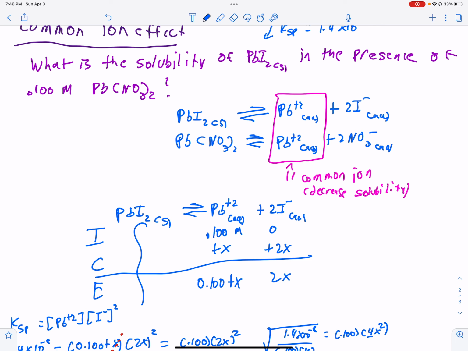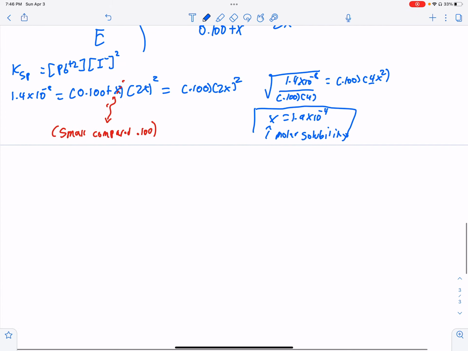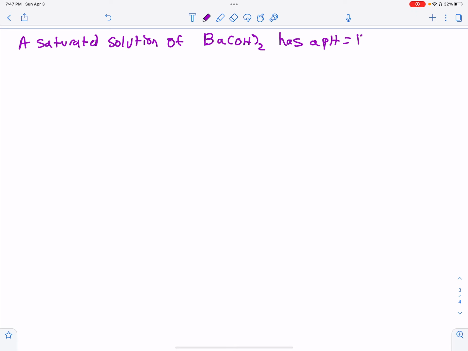Next, we're going to talk about other factors that can affect the solubility, such as pH. So let's look at the following problem. Let's say that I have a saturated solution of, I already used magnesium, barium hydroxide, and it has a pH, so a saturated barium hydroxide has a pH equal to 12.4. And I want to know what is the KSP for barium hydroxide.